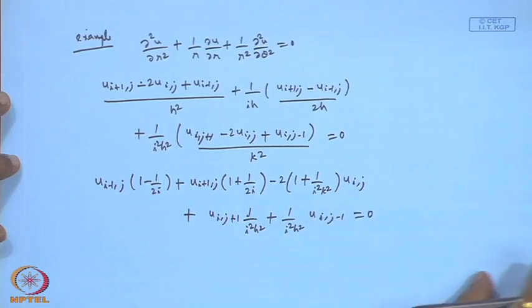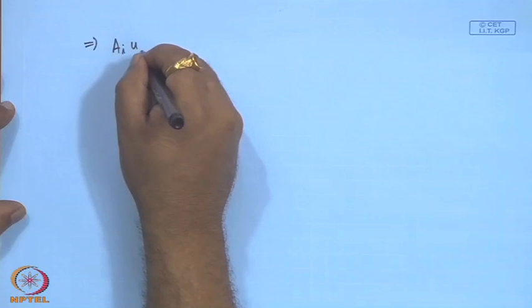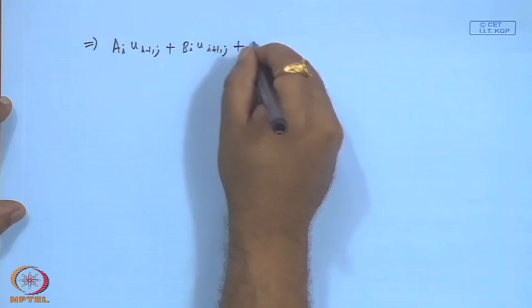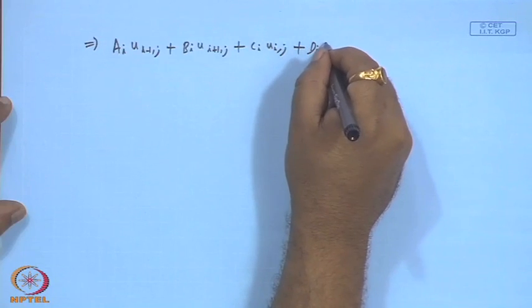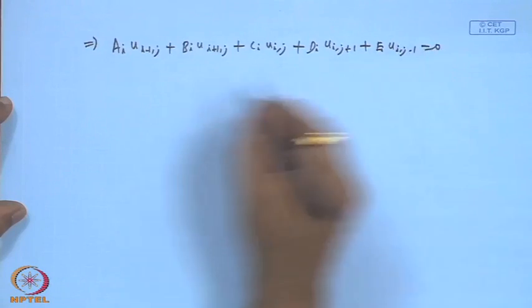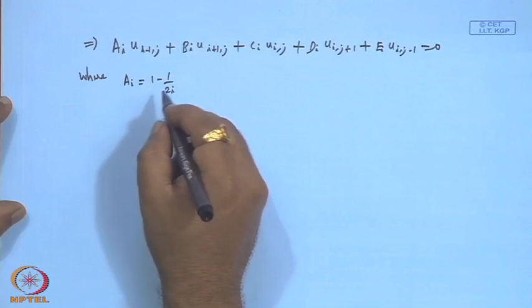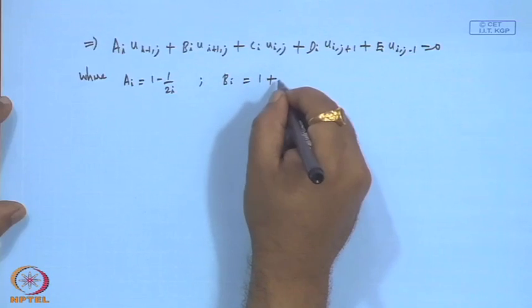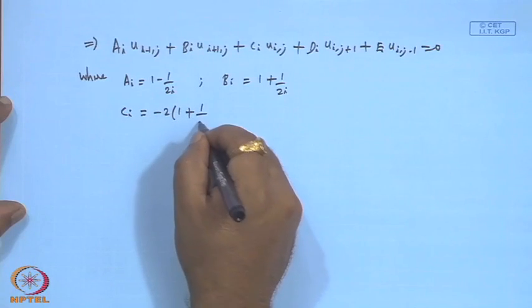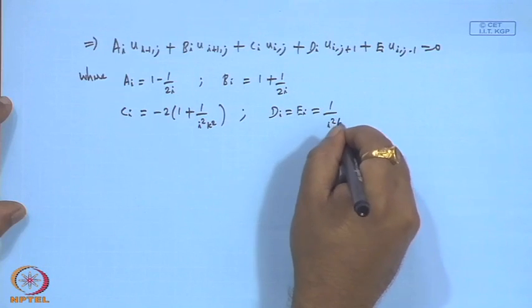This gets simplified to this form. So, let us introduce some notation. So, this is of the form where, okay.